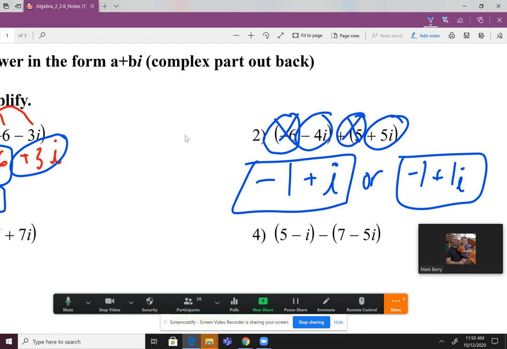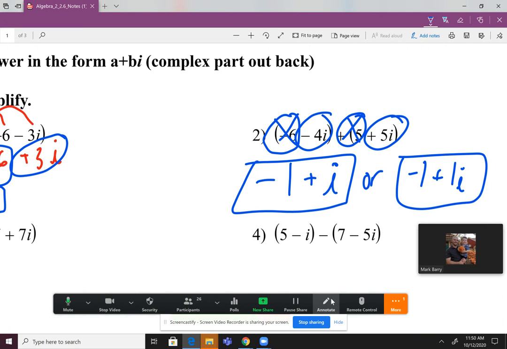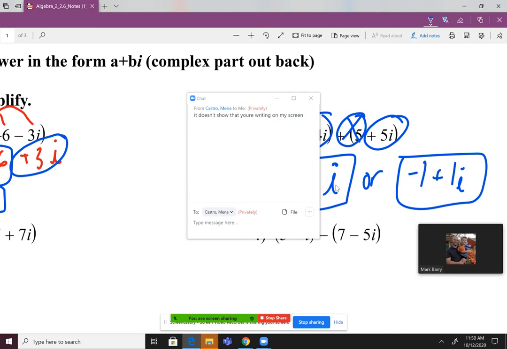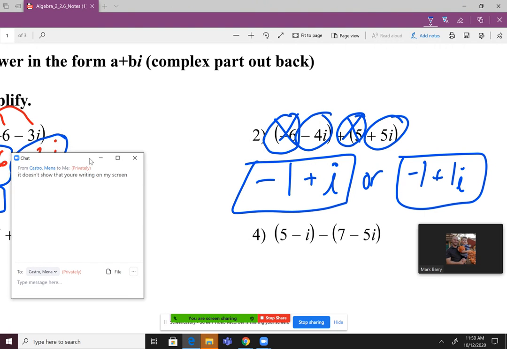But if you just think back to what Daniel was saying, what about if it was an x? So if it was 1x, wouldn't we normally just put x? We probably would, correct? It's not that 1x is wrong. It's not that 1i is wrong. It's just that we don't really need it. Okay, let's go ahead and try out numbers 3 and 4. We'll go over them in like 2 minutes here.